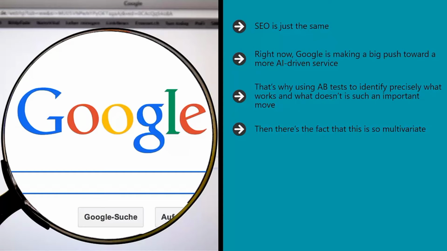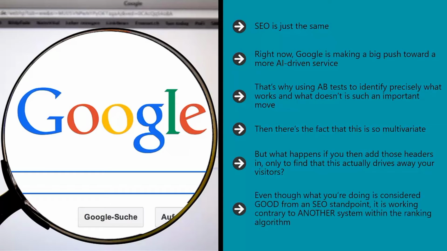Then there's the fact that this is so multivariate. For example, it might be that Google would prefer you to use a number of headers in your content with keywords in a perfect world. But what happens if you then add those headers in, only to find that this actually drives away your visitors? That alone is useful information you could garner from a split test. But it's also possible that in driving away visitors, you send negative signals to Google and end up hurting your ranking.